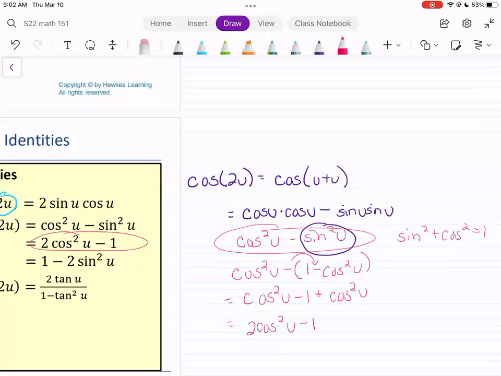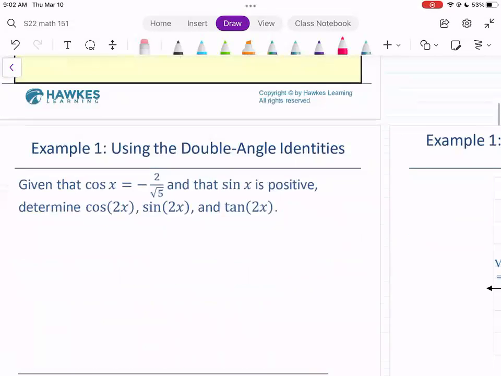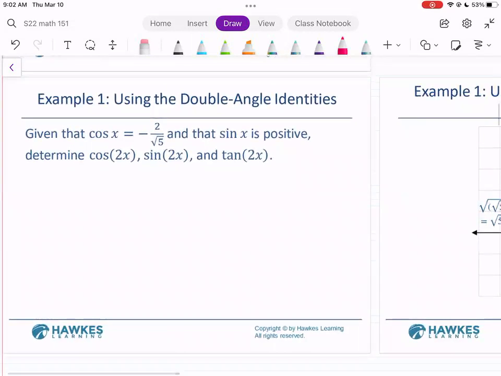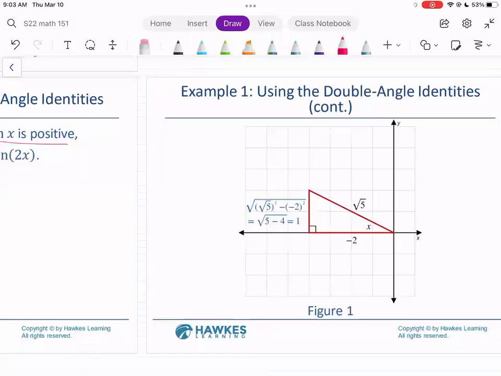So what do we use these for? Well, let's do an example. Suppose we know that the cosine of x is -2 over the square root of 5. Since cosine is negative, and we know that the sine is positive, we know it has to lie in the second quadrant. So we can draw a picture here and show our reference angle x. The cosine is -2 over the square root of 5, and using the Pythagorean theorem, this leaves us with a side here of 1.